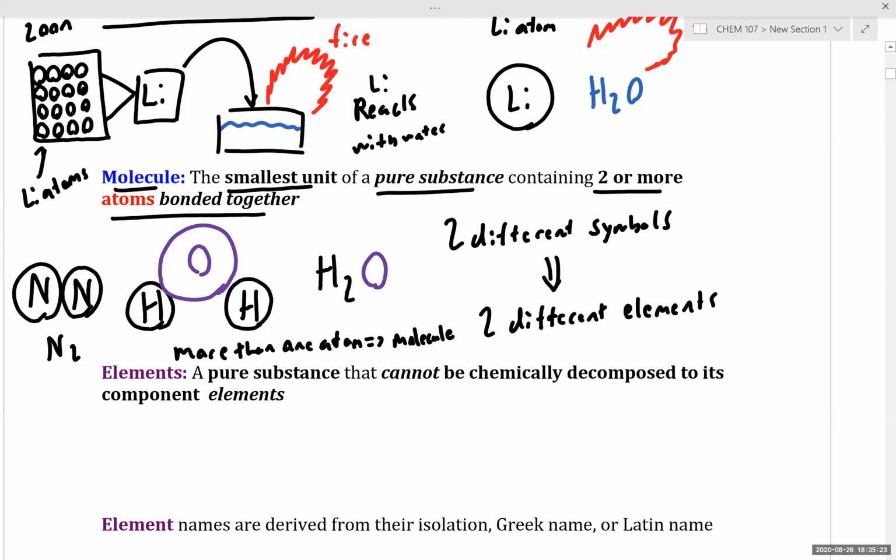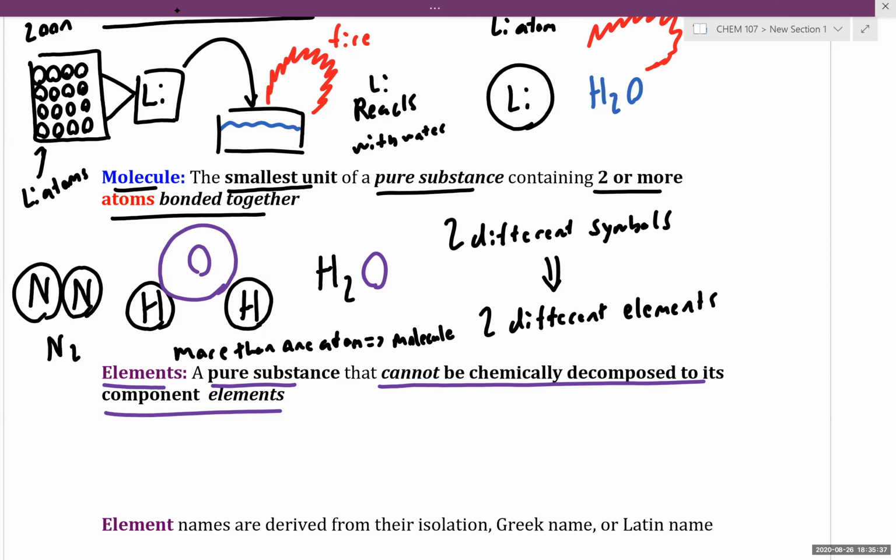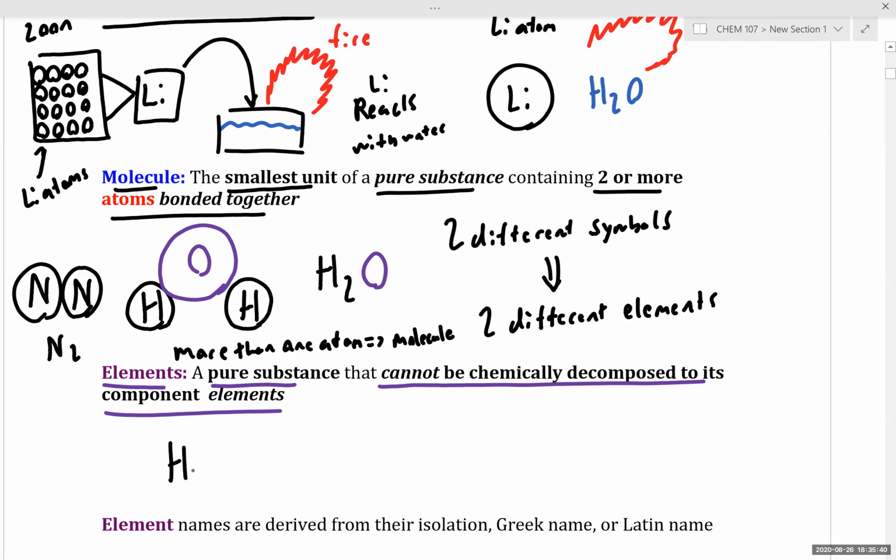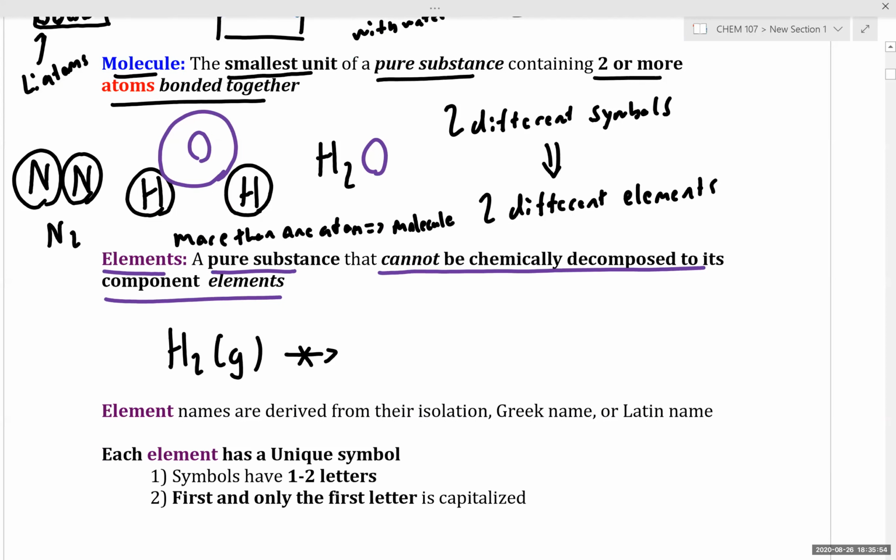Now, what is an element? So an element has been empirically defined as a pure substance that cannot be chemically decomposed to a simpler component element. So for example, if you start with hydrogen, which is H2, no matter how hard you try, you're never going to get a simpler element than hydrogen. Now, element names and element symbols are each unique, and each is derived from the Greek name or the Latin name.